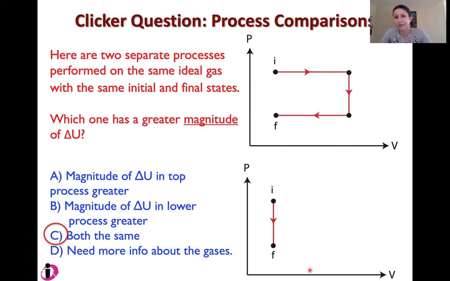Or more mathematically, you could just see, well, initially we have some P and V, we can find T. So here the initial temperature is the same as here. The same for final, same P and V, same T final here. So when you take the difference in temperature, what is delta U proportional to? It's just proportional to the difference in temperature. So they have the same difference in temperature between the initial and final state.